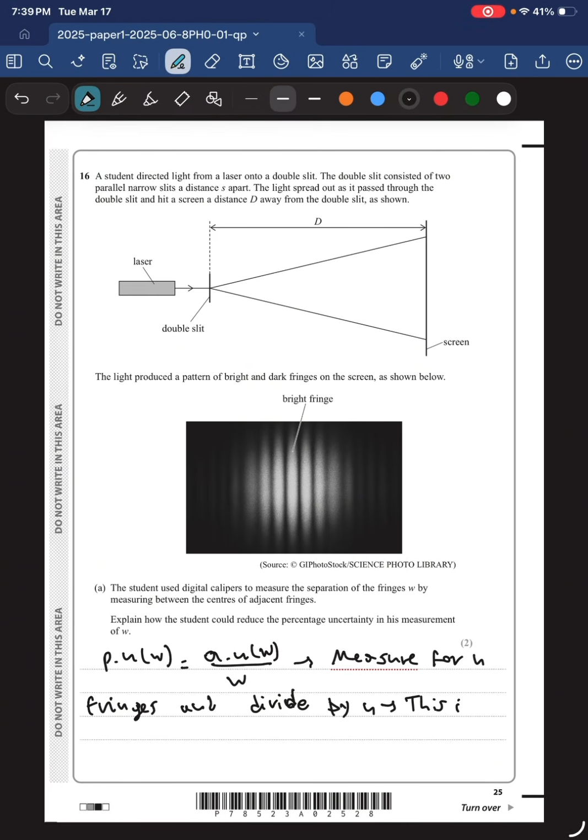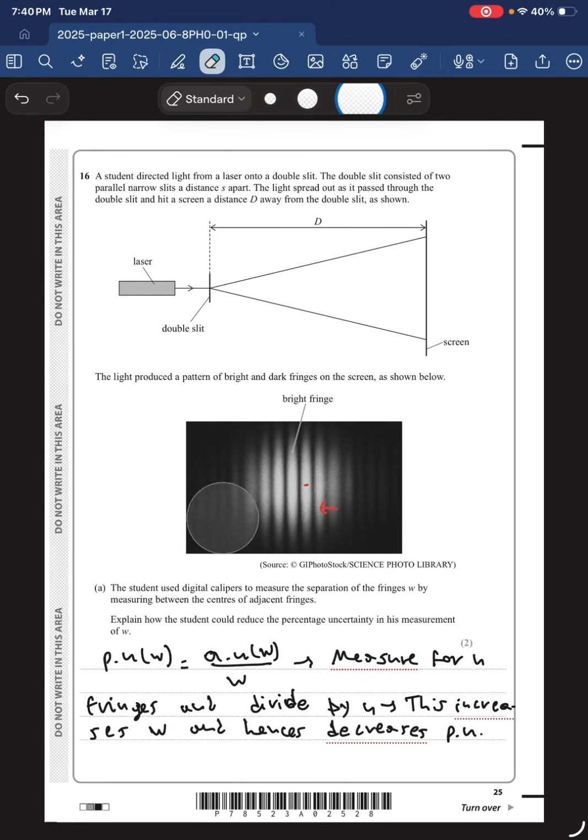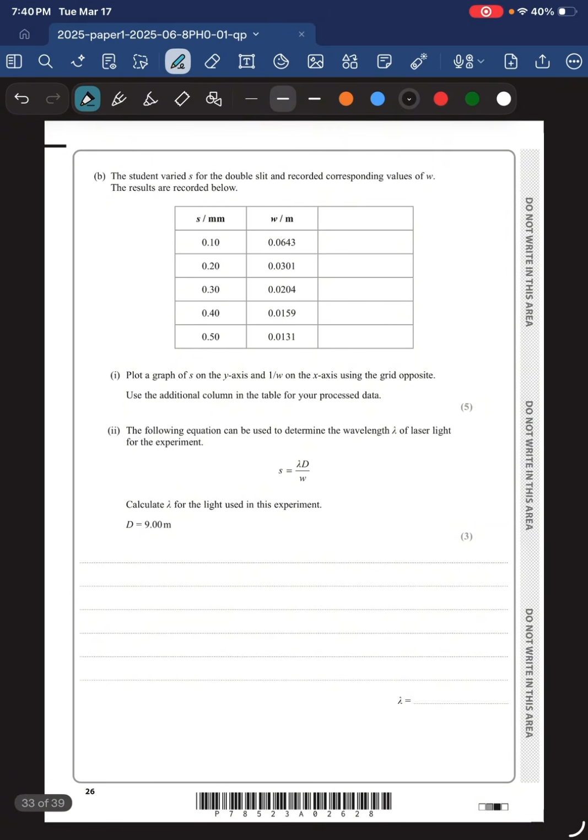This increases W and hence decreases the percentage uncertainty. In other words, instead of measuring just one, measure, I don't know, 1, 2, 3, 4, 5, 6 of them or something like that. I hope this makes sense. Let's move on to part B.